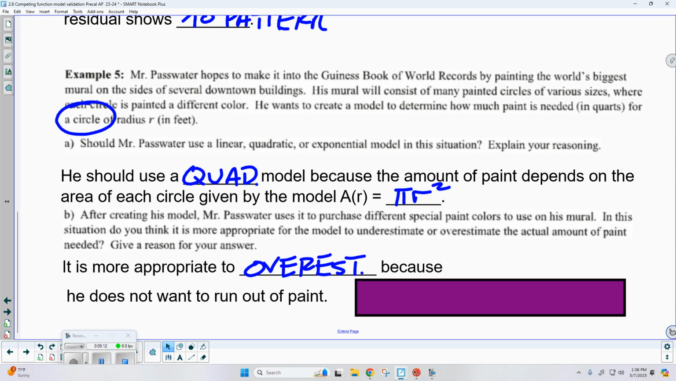Because he doesn't want to run out of paint. He wants to get in the Guinness Book of World Records. All right, and with that, 2.6 is done. Okay, we did not have a whole lot left.